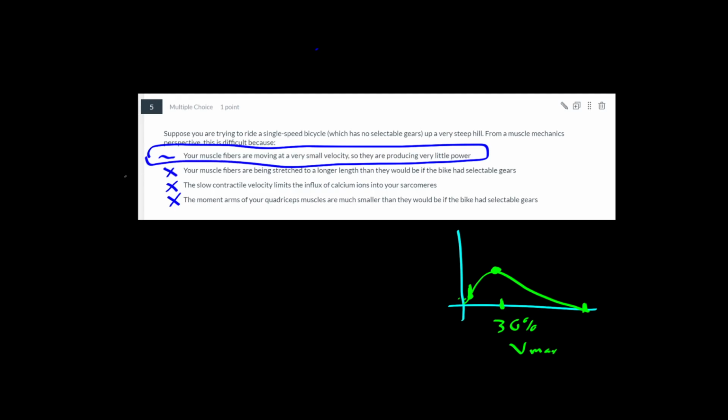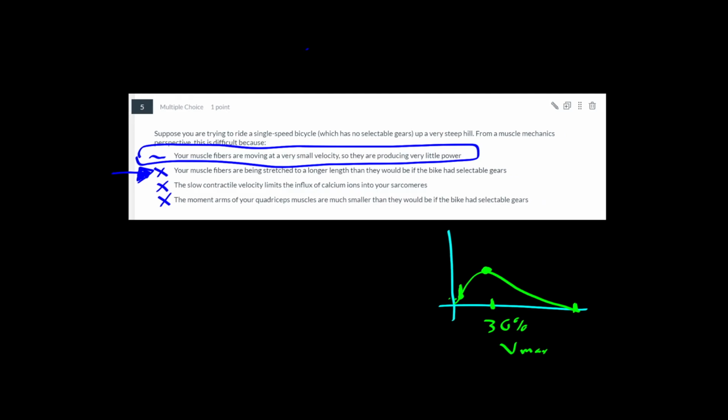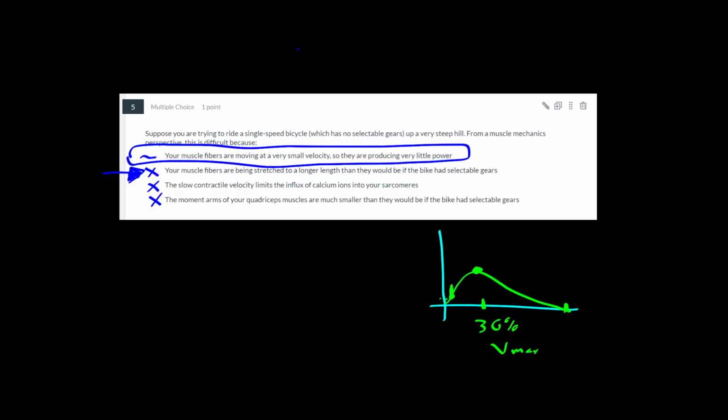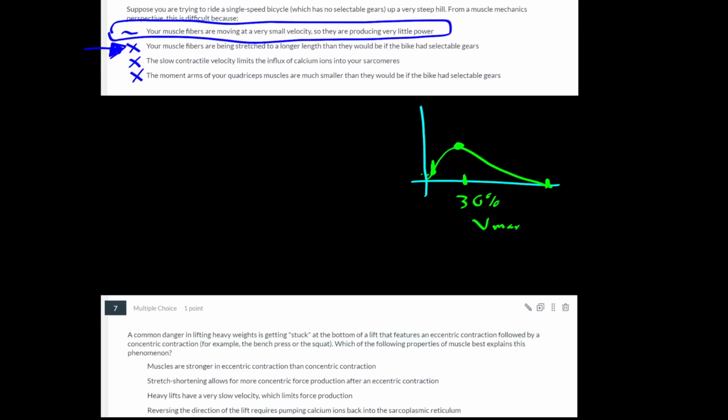I think the most common incorrect answer was this one. Although, to be fair, this was quite tricky, because both this and this had this nuanced point about thinking about whether or not changing gears on a bicycle is going to change the kinematics. So this might be one of the ones that I curve.